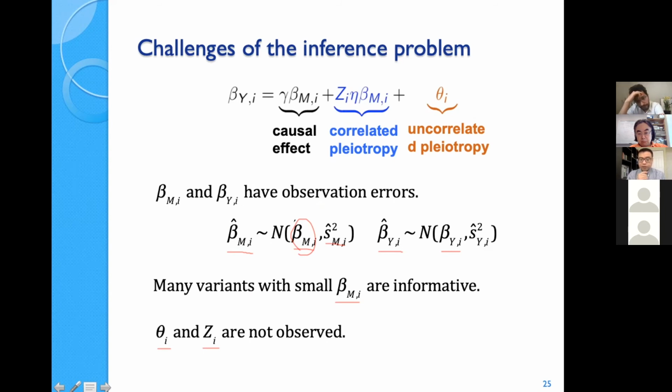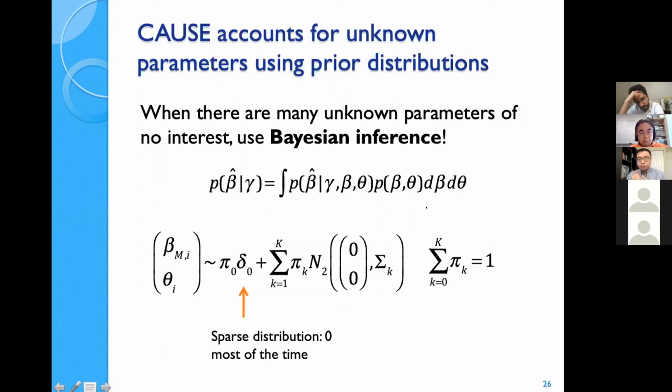These are a lot of unknowns, and if you use many variants, then there are many parameters, right? The general idea when you build a statistical model with many unknown parameters that you're not interested in is that you're interested in gamma in our case, the causal effect. So in this case, we use Bayesian inference. One parameter you really want to know about, but there are a lot of other unknown parameters you want to get rid of. The way to do that is to marginalize. You treat the parameters as random variables, and you take the integration. You integrate out these things.